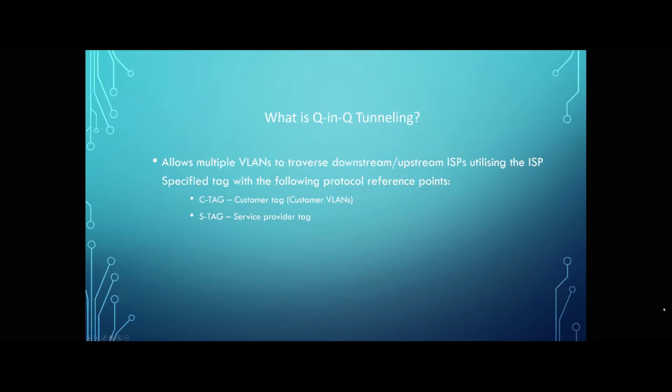Okay, so what is QinQ Tunneling? As stated here, it allows multiple VLANs to traverse downstream upstream ISPs utilizing the ISP specified tag with the following protocol reference points: a C tag, which is a customer tag, and all that is the VLANs that you require for the customer's CPE device, the S tag, which is the service provider tag.